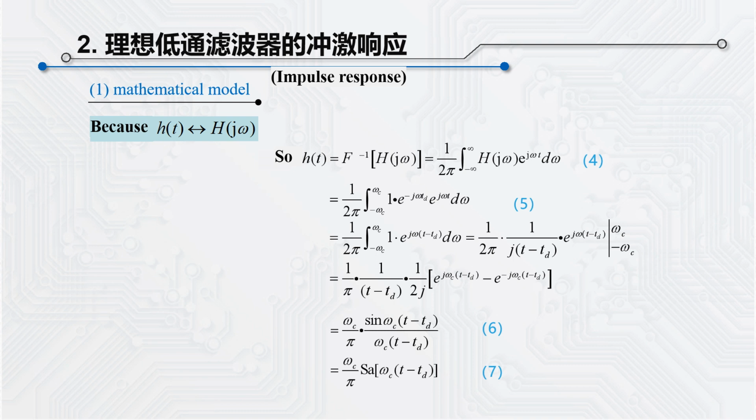Then bring its upper limit and lower limit into the expression. We can get the mathematical description of h(t) as shown in Formula 6. Since Formula 6 conforms to the characteristic of sampling function, Equation 6 can be turned into Equation 7. This is the time domain mathematical model of ideal low-pass filter.